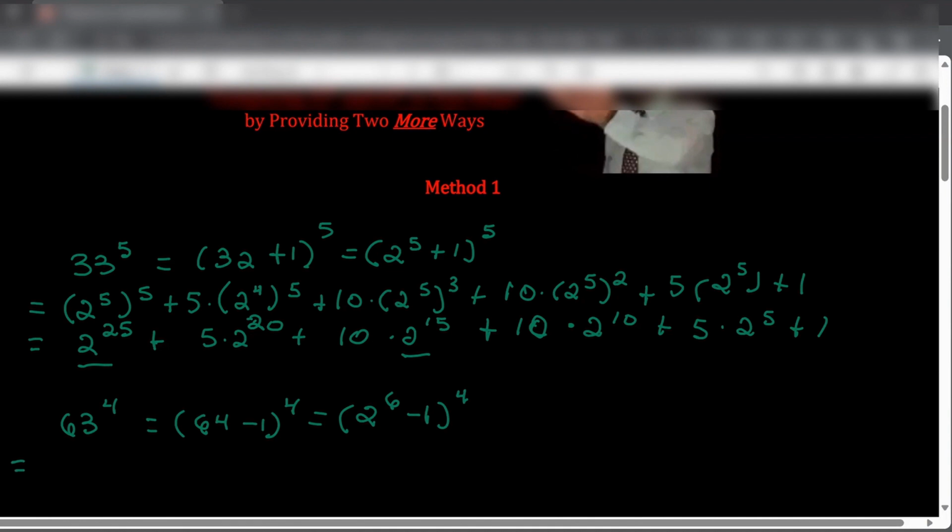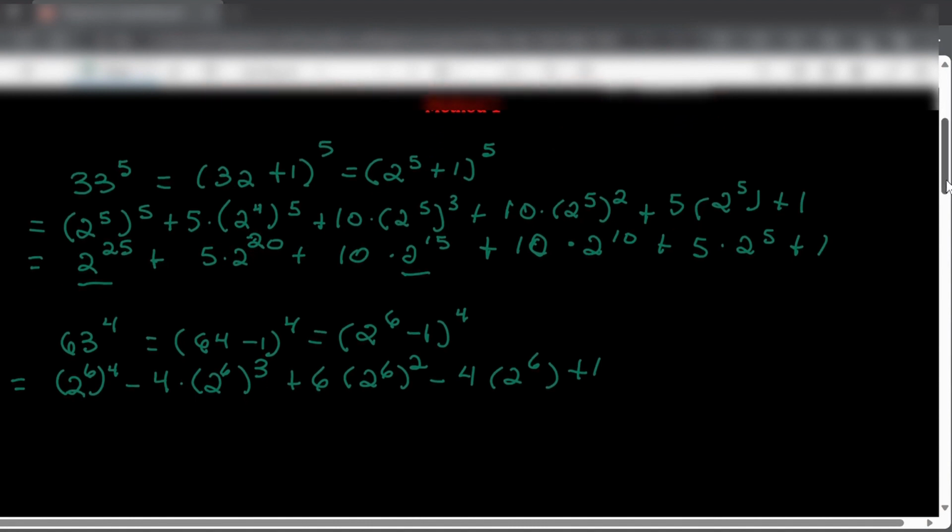Now apply the binomial theorem again. And similarly apply our property of exponents, that when two exponents are right next to each other, we multiply the exponents.